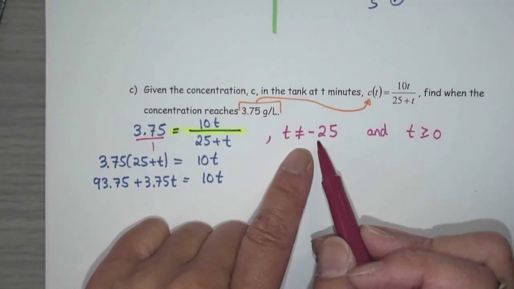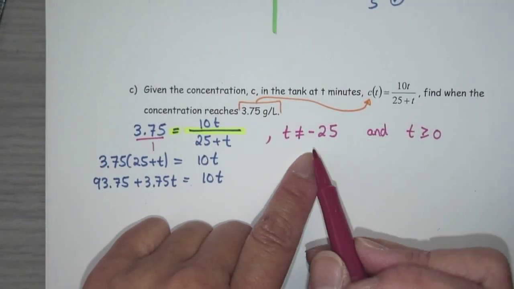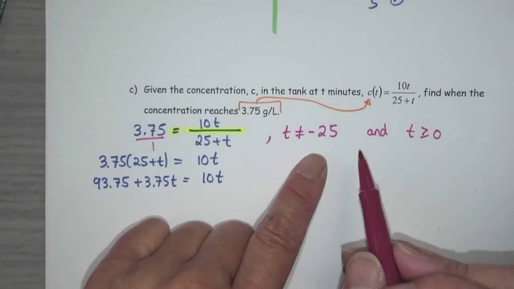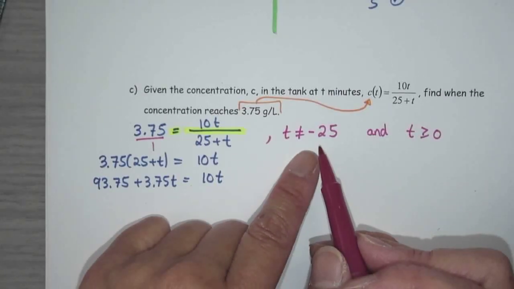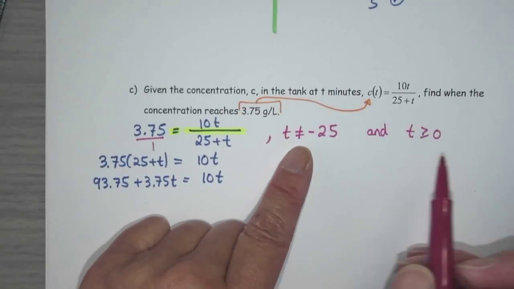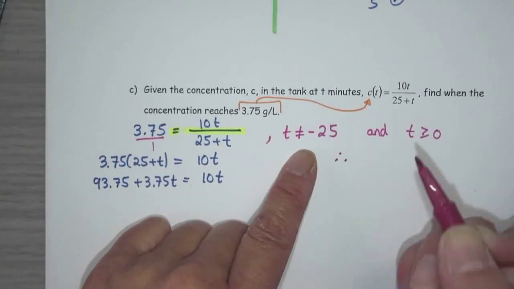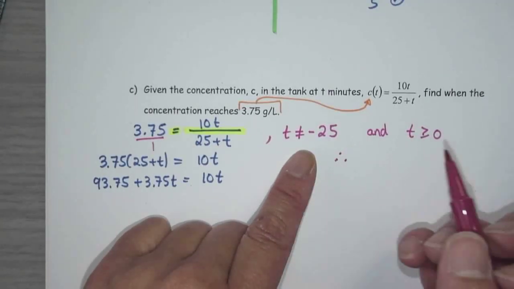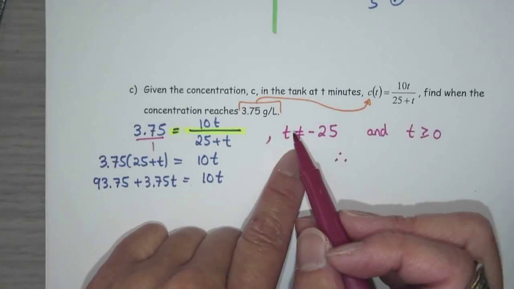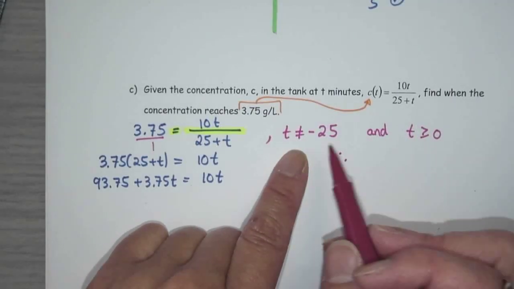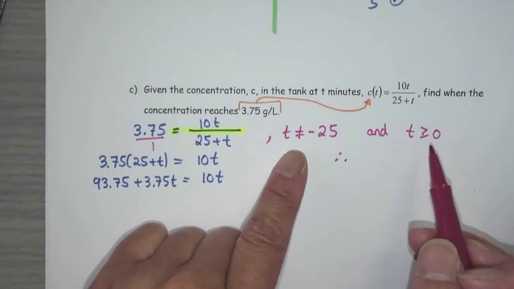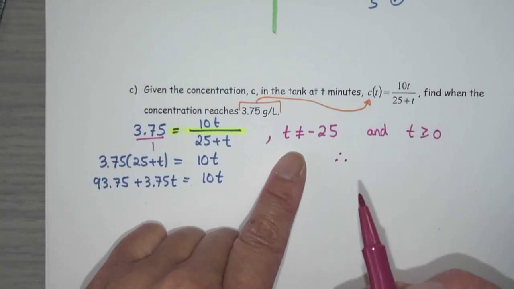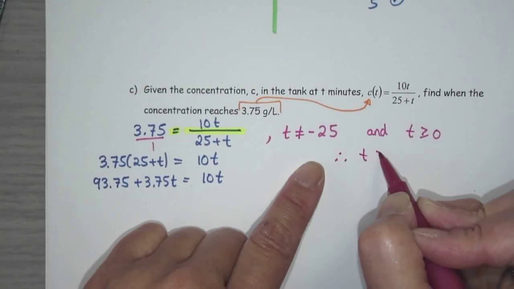Okay, so I want them both to be happening, right? I want it to be greater than 0 and not equal to negative 25. It's not an or situation. I want them both. So then I would say, so therefore what? Right, we did this before. If I have two statements, is this redundant? If I'm saying this and this, what's my conclusion? T is greater than or equal to 0.